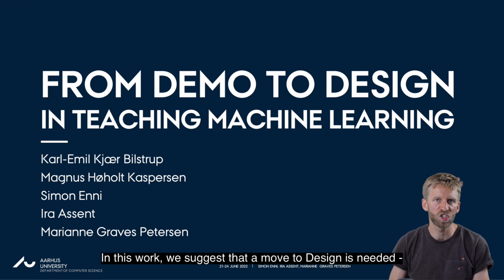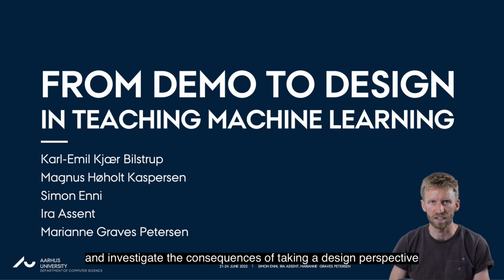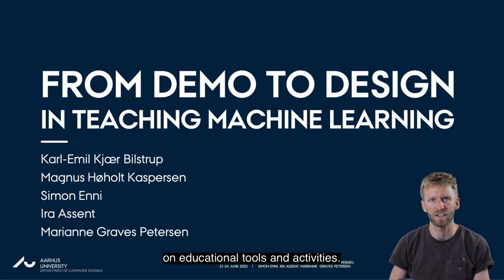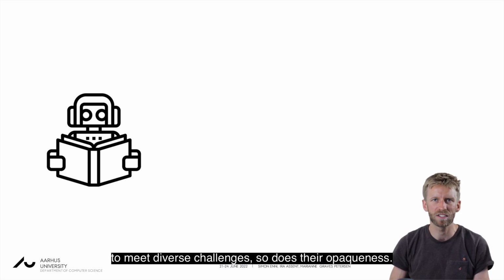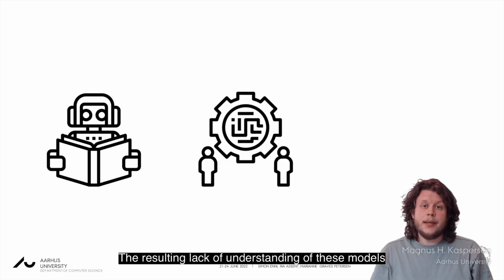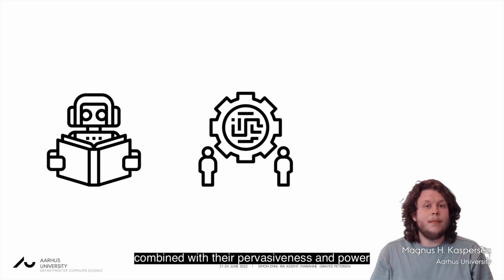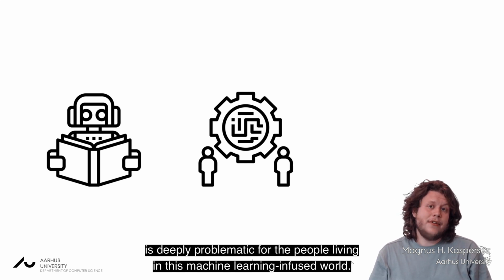In this work, we suggest that a move to design is needed, and investigate the consequences of taking a design perspective on educational tools and activities. As the complexity and size of machine learning models increase to meet diverse challenges, so does the opaqueness. The resulting lack of understanding of these models, combined with their pervasiveness and power, is deeply problematic for the people living in this machine learning-infused world.